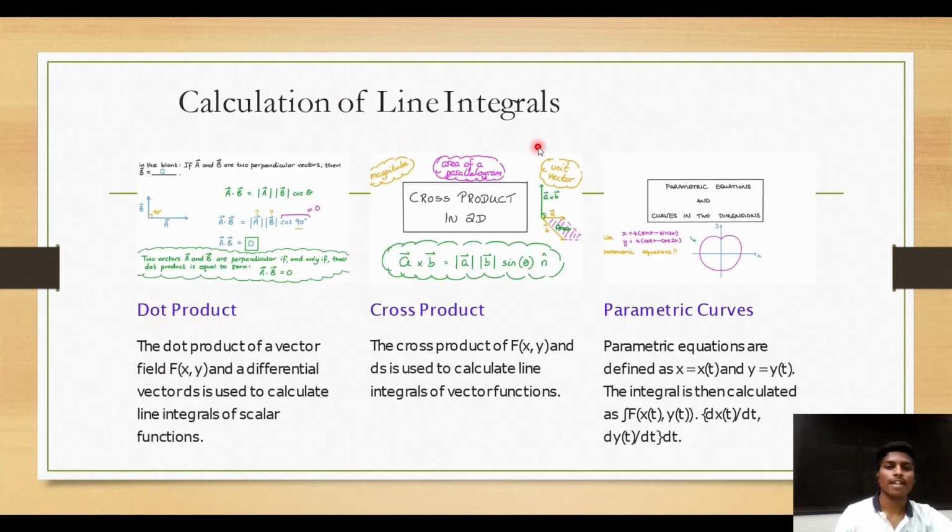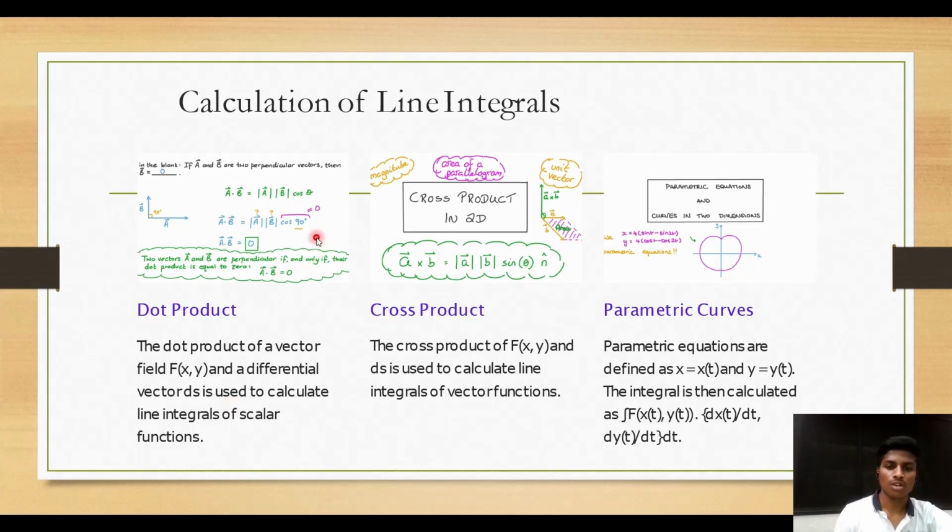So, calculation of line integrals. In calculation of line integrals, we have three types: dot product, cross product, and parametric curves. Firstly, the dot product, which is denoted by a single dot. The dot product of a vector field f of x comma y and differential vectors is used to calculate line integrals of a scalar function.